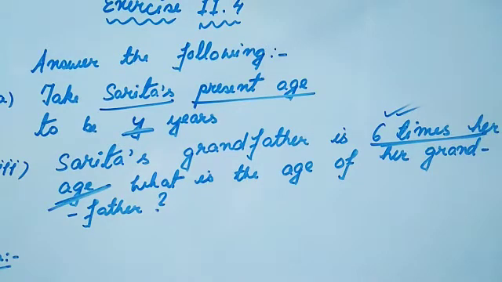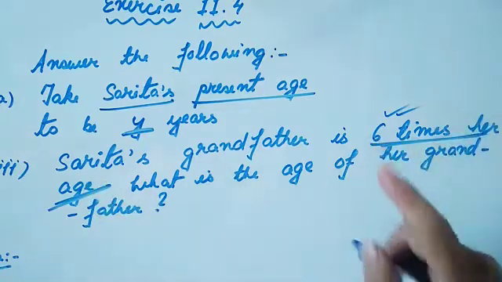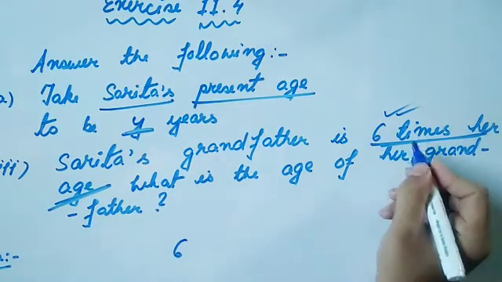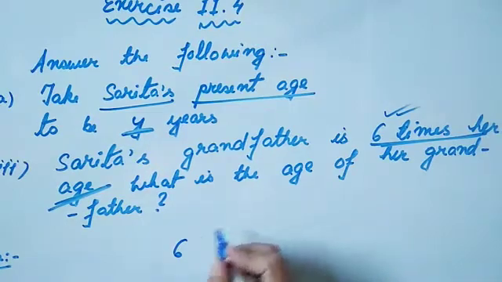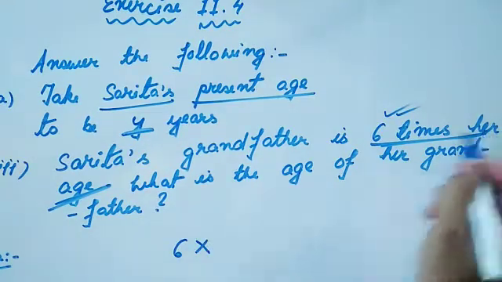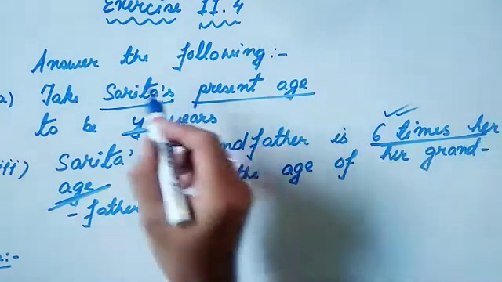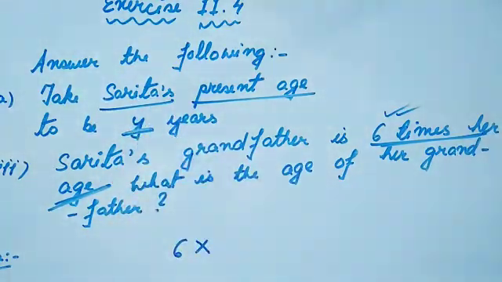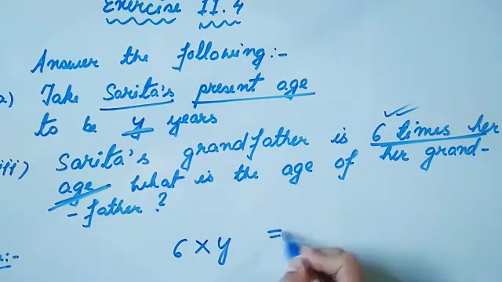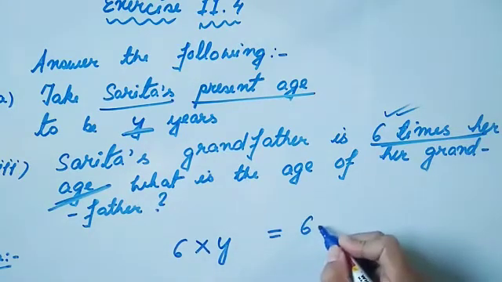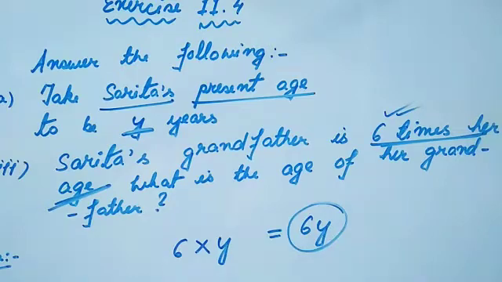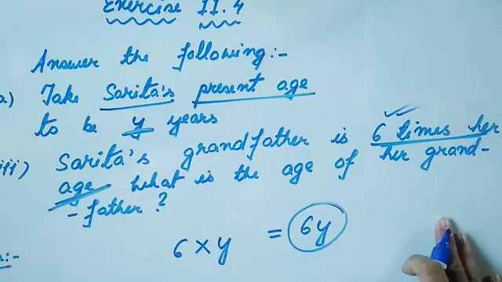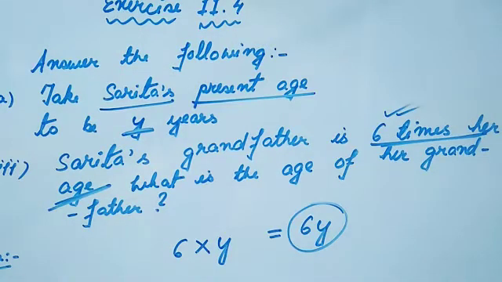So here the given condition is that Sarita's grandfather is 6 times her age. 6 times means what? Multiplication, right? Her represents Sarita. And what is the present age of Sarita? Y. So our answer will be, the age of her grandfather will be 6Y. 6 times of Y is 6Y. Understood? So let's write the statement.